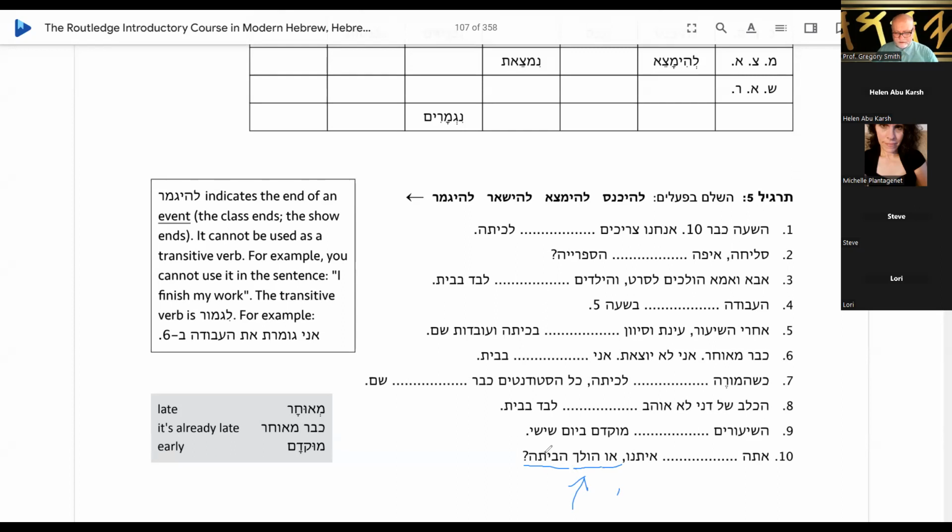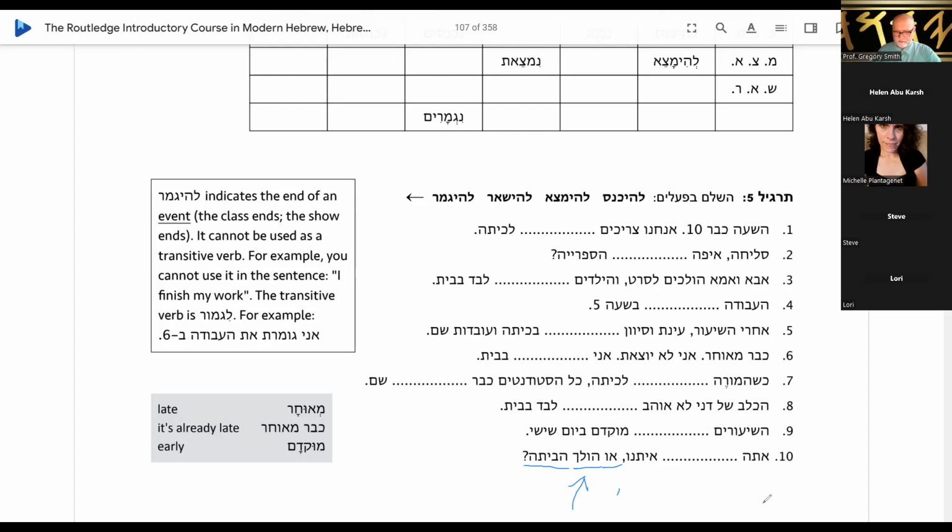Oholek habita. אתה נשאר איתנו, הוא הולך הביתה. We need O, which is אתה נשאר איתנו או הולך הביתה?